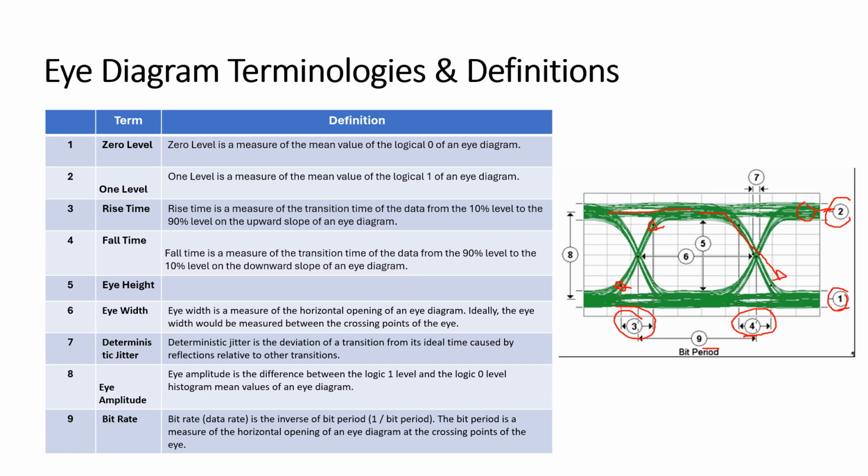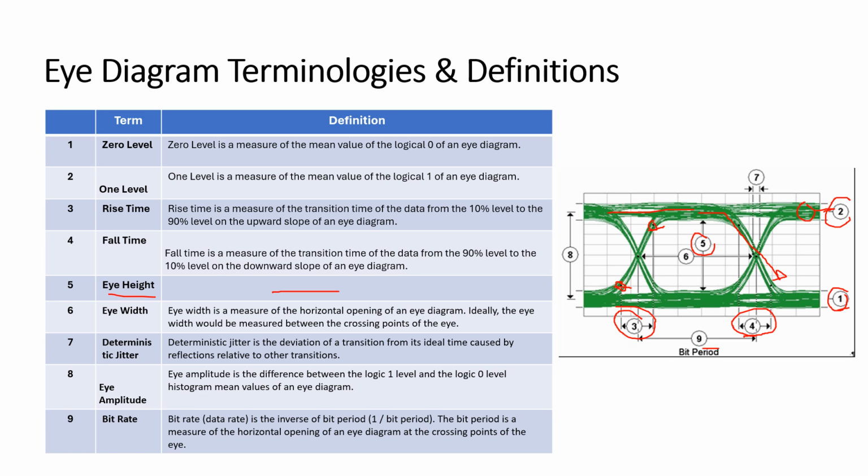Number five is eye height. I haven't provided any definition for eye height because I want you guys to put down in the comments below what an eye height is as per your understanding. Then comes the eye width. Eye width is considered as the measurement of the horizontal opening of an eye. As you can see, this is the horizontal opening of an eye.